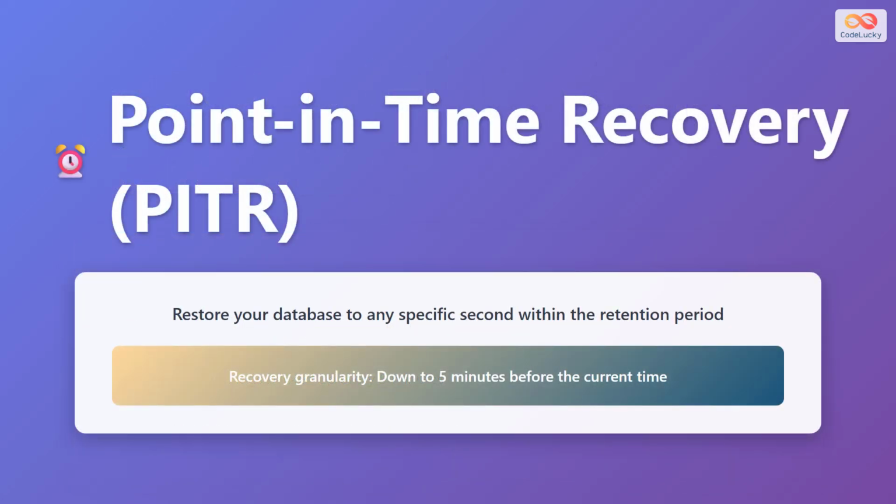Point-in-time recovery is a powerful feature of automated backups. It allows you to restore your database to any specific second within your configured retention period. The recovery granularity goes down to 5 minutes before the current time, giving you precise control over restoration. This is invaluable when you need to recover from accidental data modifications or deletions.